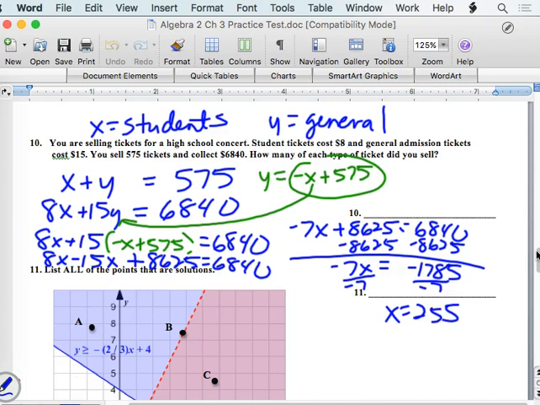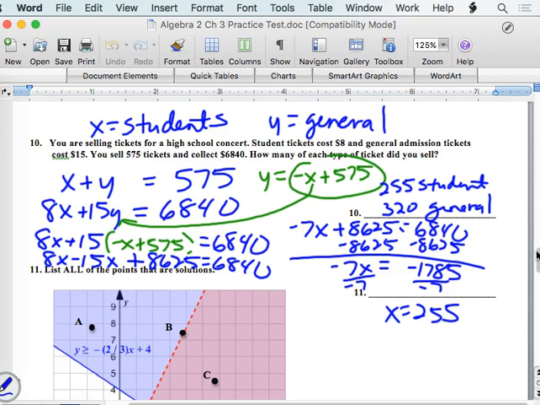So I have x equals 255. So that's student tickets. 255 student. And they have to add to 575. So if we take 575 and we subtract our 255, we will get 320 general admission. Now those of you that solved for x first, you ended up getting the 320 first, and then got the 255 and went back. But is everybody getting those two numbers, one way or another?